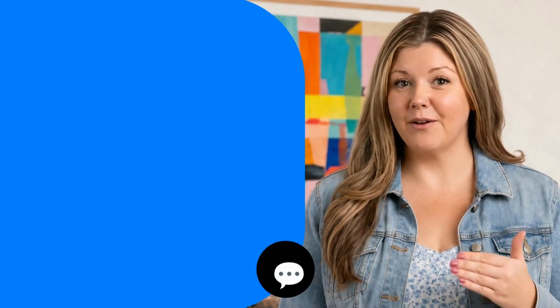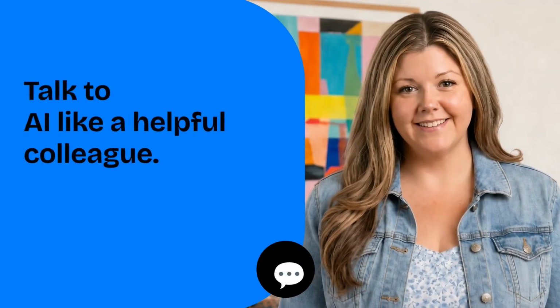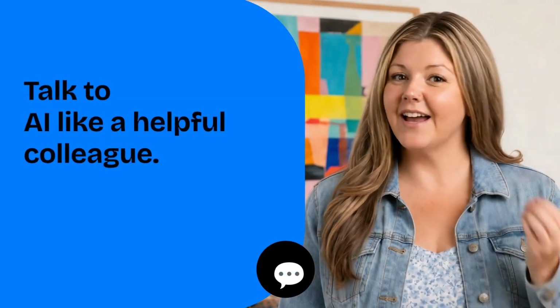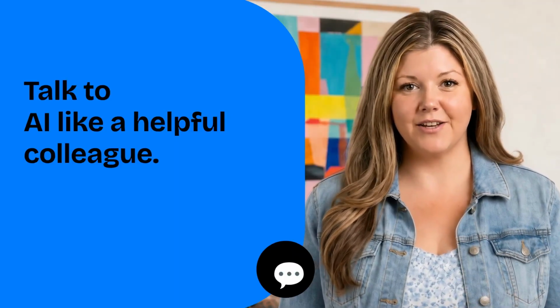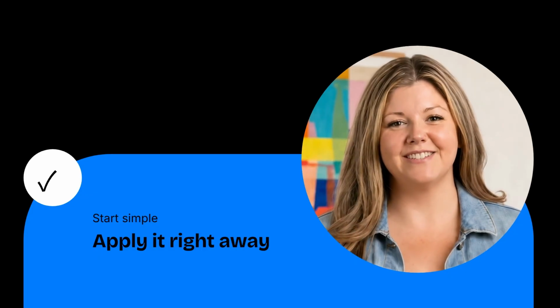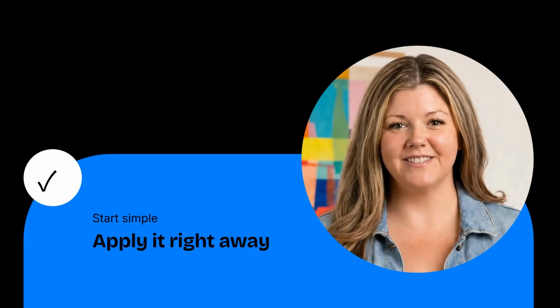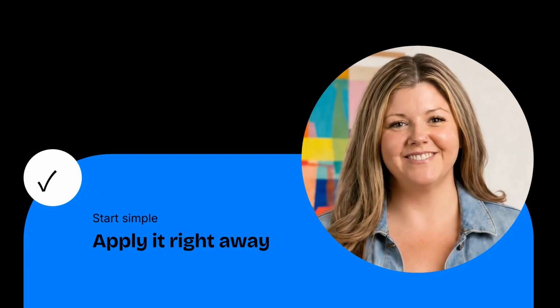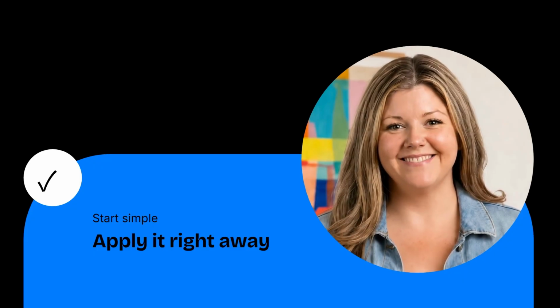A simple way to get better results is to talk to AI the way you'd talk to a helpful colleague. Be clear about your goal, add the context it needs, and use normal everyday language instead of trying to sound technical. As you get started, think of AI as a practical assistant. Begin with low-risk work tasks, ask in plain language, and keep ownership of the final result. If you do that, you'll have something useful you can apply right away.